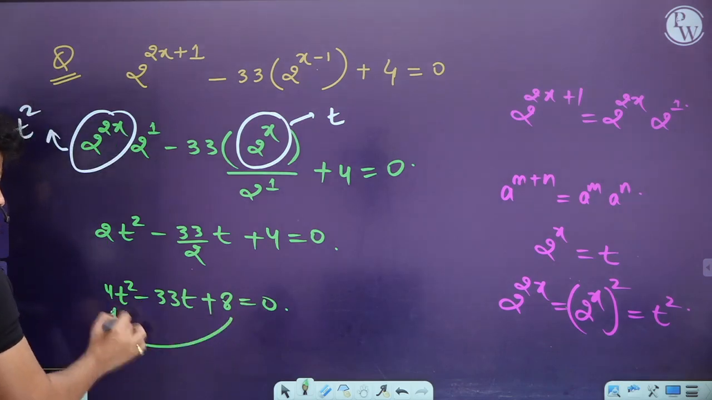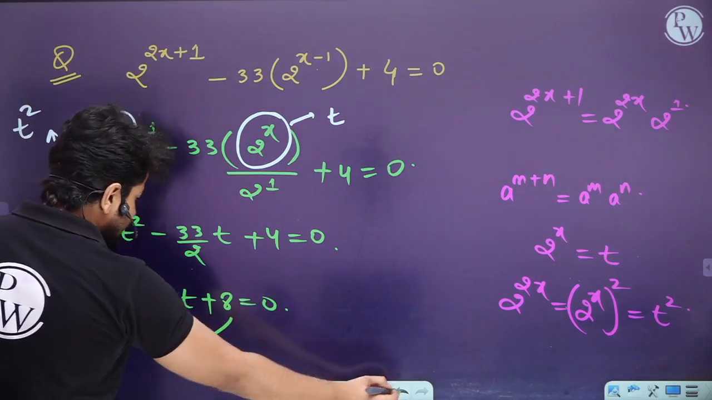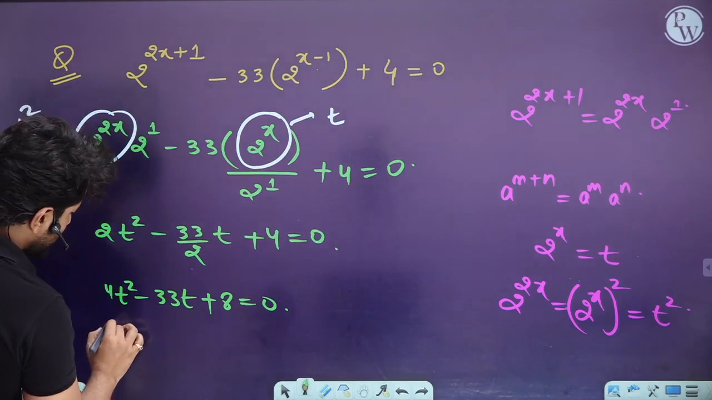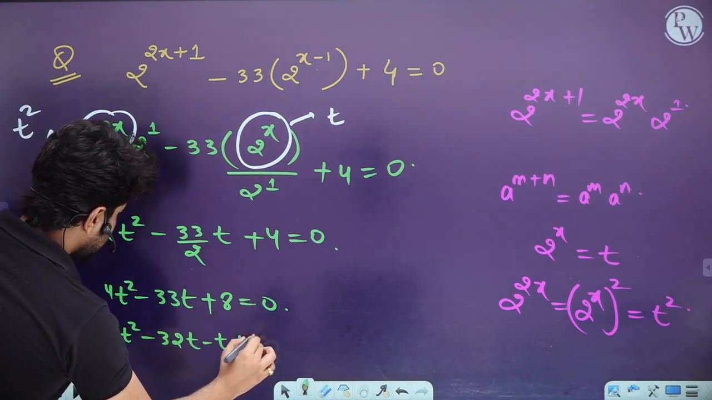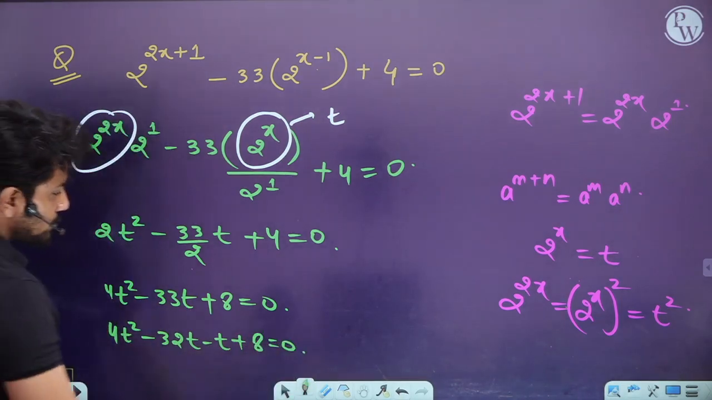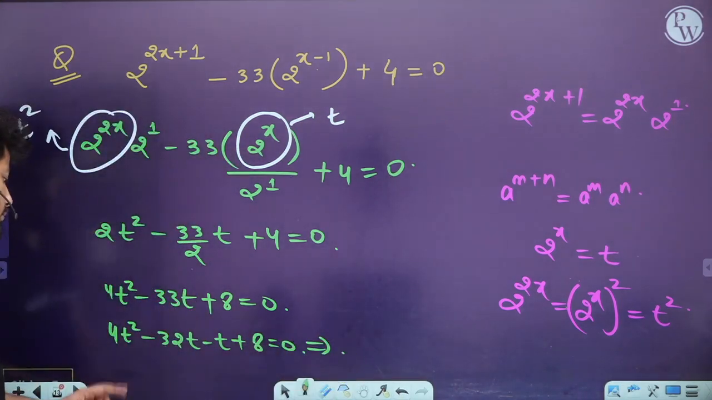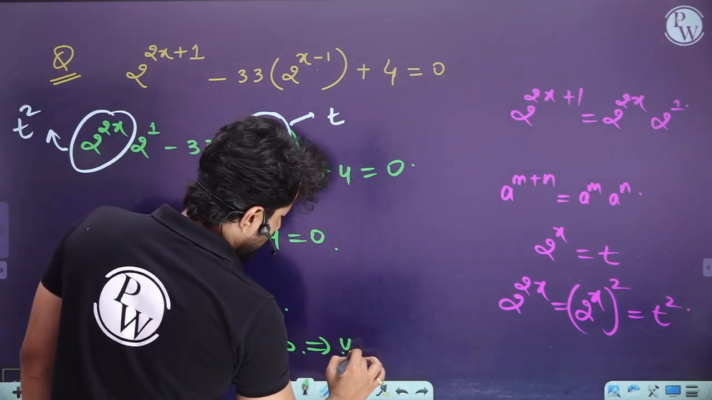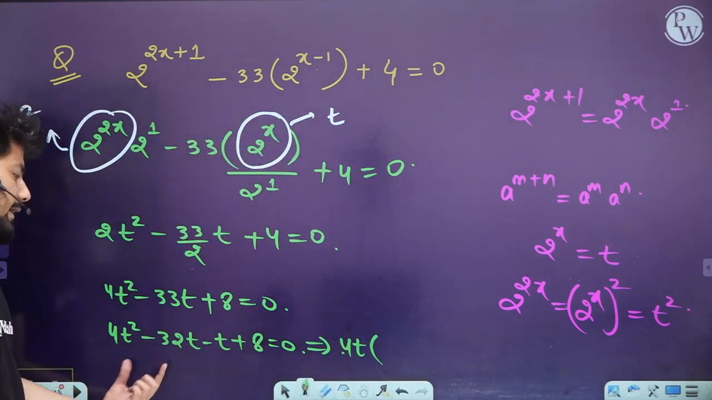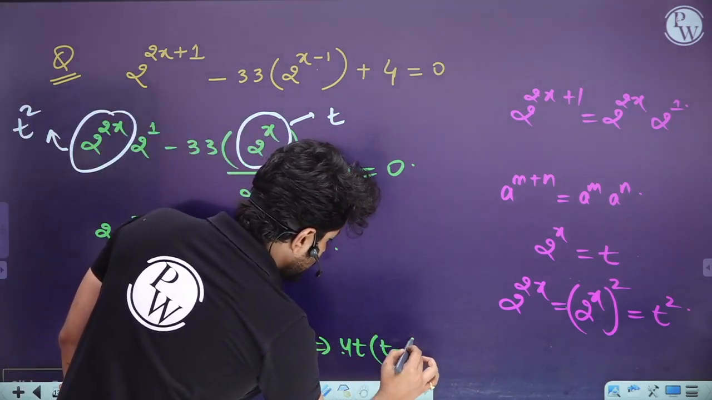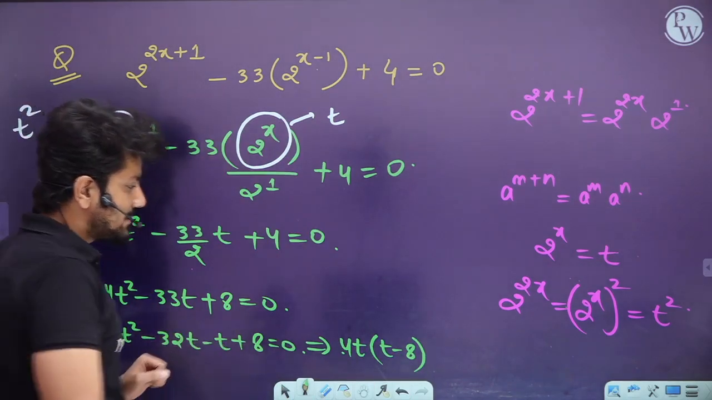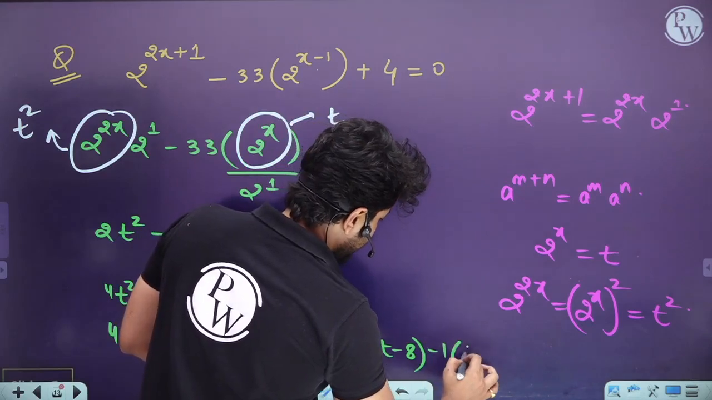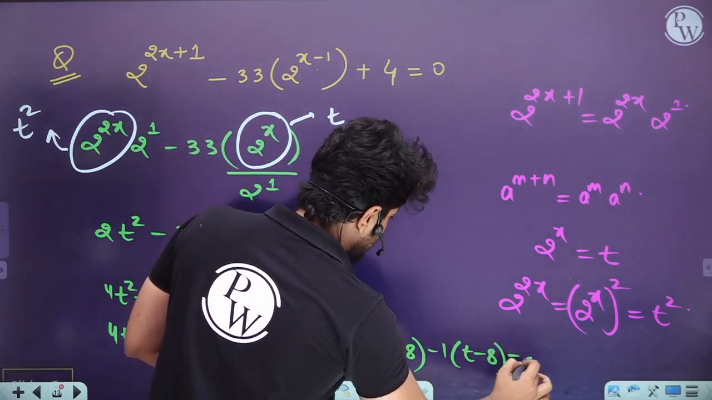The product of 8 and 4 is 32, right? So I'm going to break this minus 33 into two parts. 4t square minus 32t minus t plus 8 is equal to 0. Let's make two factors. From these two terms, I can take 4t common. So we have 4t times t minus 8. Guys, I want you to do the calculation by yourself, okay? And from minus t plus 8, I'm going to take minus 1 common. So minus 1 times t minus 8 equal to 0.